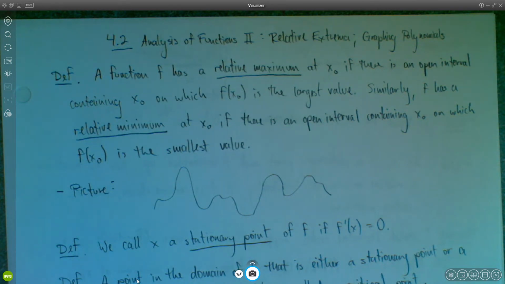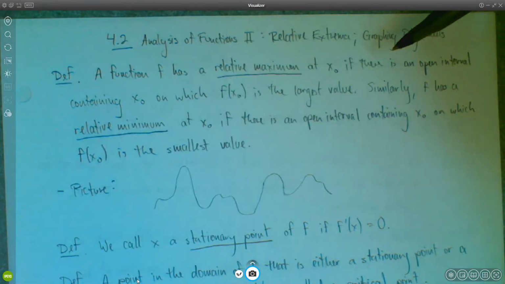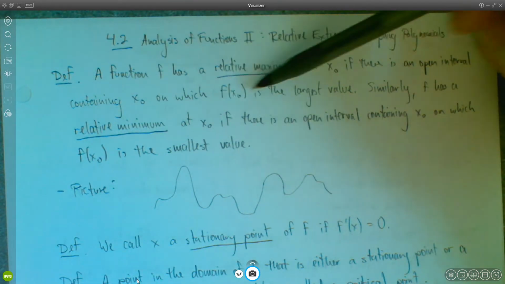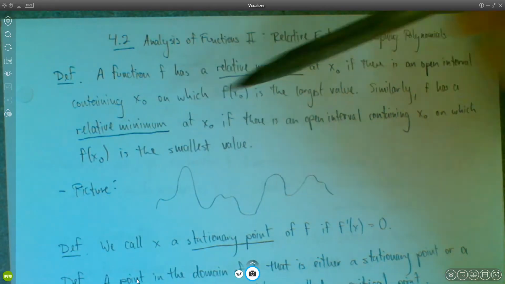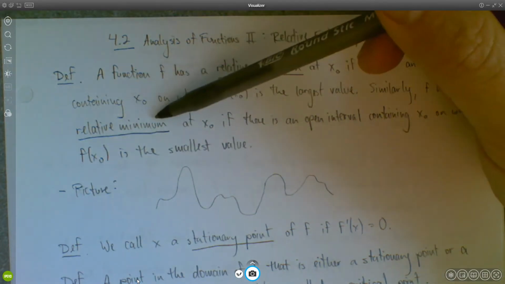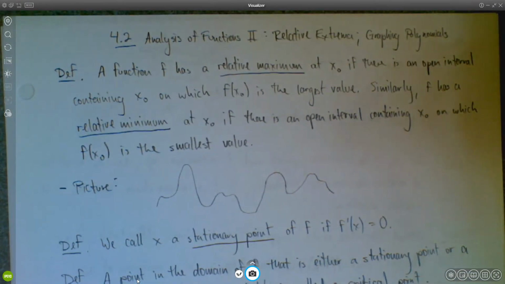So a function f has a relative maximum at x naught if there is an open interval containing x naught on which f of x naught is the largest value. And similarly, f has a relative minimum at x naught if there's an open interval containing x naught on which f of x naught is the smallest value. Relative maxima and minima are just called relative extrema in general.